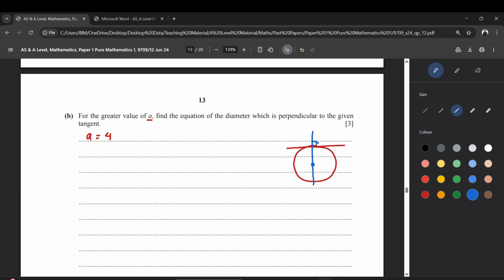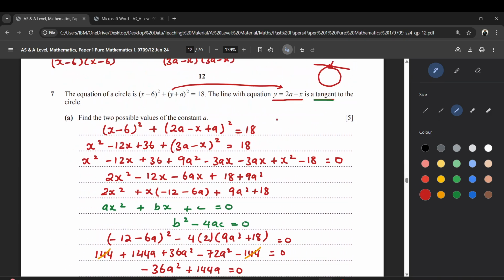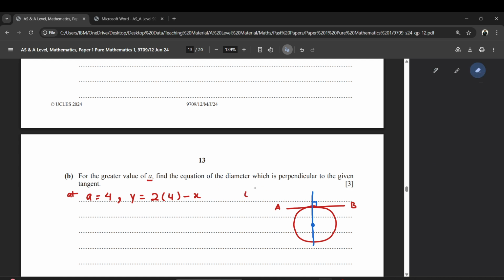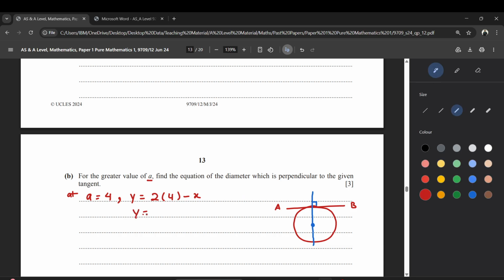All right. Okay, so first of all, let us find the equation of AB. Okay, this is your line AB. So let us see. At a is equal to 4, y is equal to, what was the equation of line? 2a minus x. So this would be 2 times 4 minus x. So that would be 8 minus x. Y equals to 8 minus x. If you want to rearrange it, you can also write it in the form mx plus c. So that would be minus x plus 8.